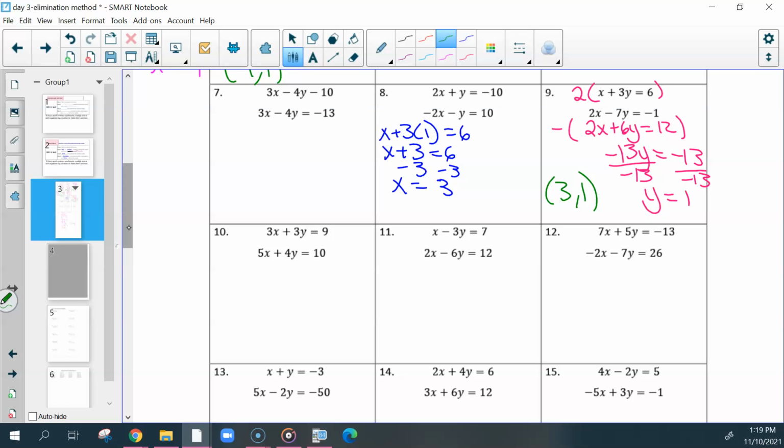Or 10. There's another example where we don't have common coefficients for x or for y. So then you get to choose, just like we did in 9. Do we want to eliminate the x's or the y's? Which would you guys prefer? Y's. Okay. So if we're getting rid of the y's here, we have a 3 and a 4.